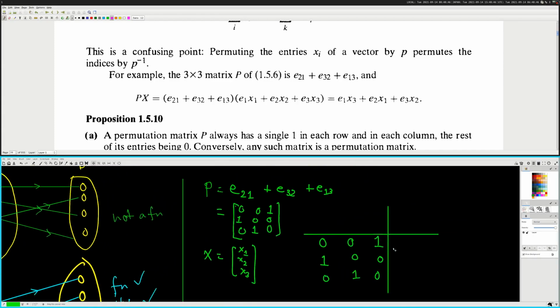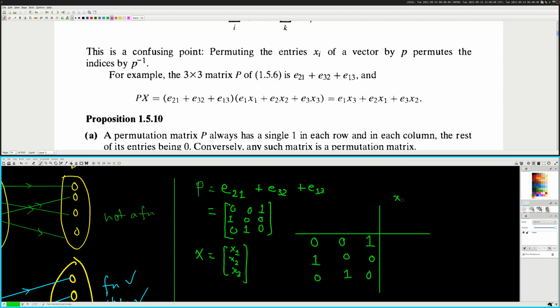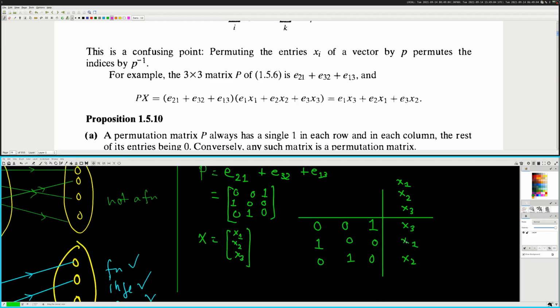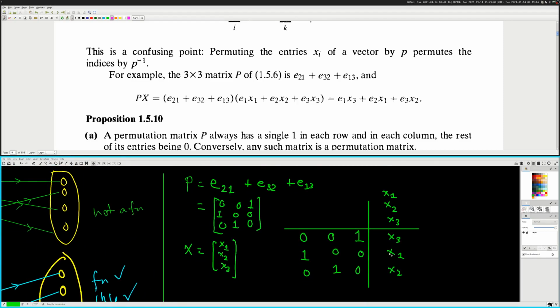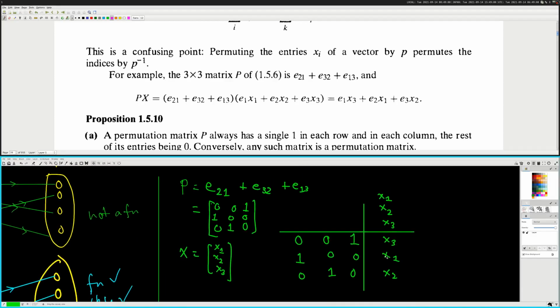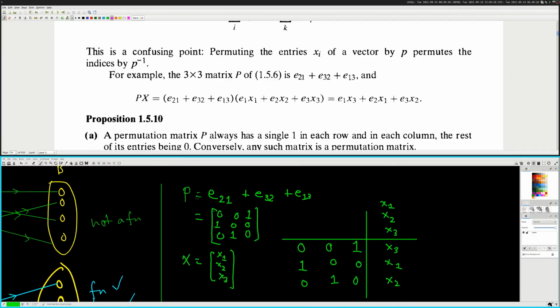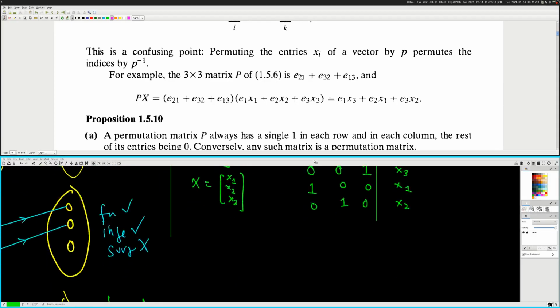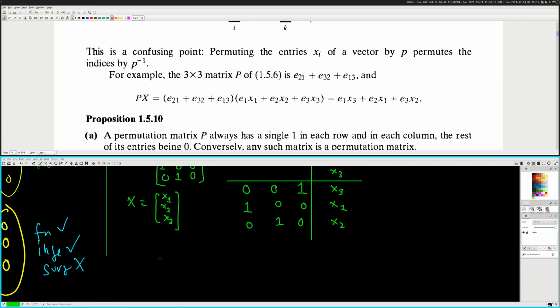I'm the smartest mathematician who's ever lived. X2, X3, this will give us x3, x1, and x2, which is e1x3 plus e2x1 plus e3x2. So we get the same answer if we do normal matrix multiplication. And what I wanted to go over is the logic of how these indices, how this index stuff works.